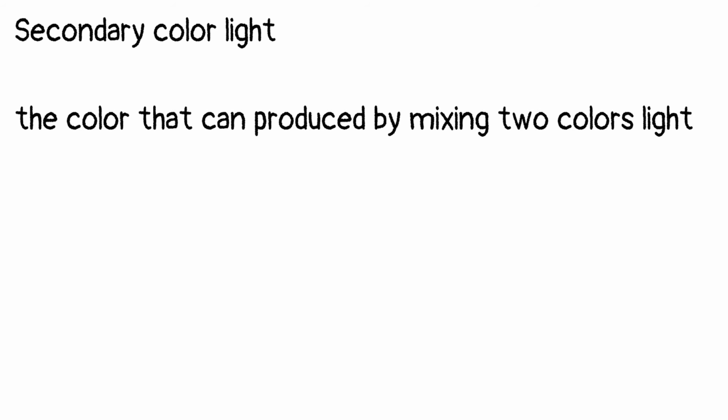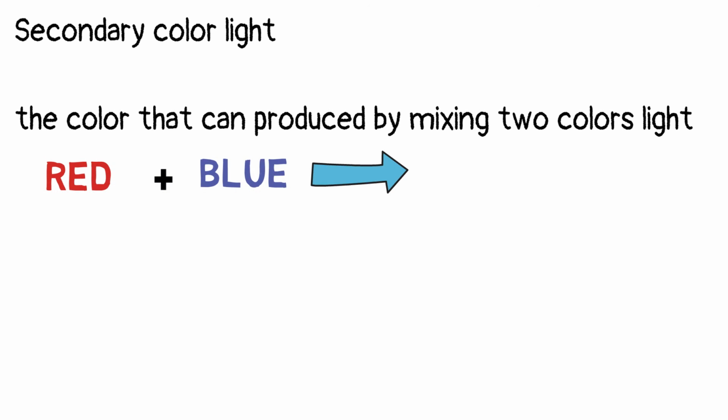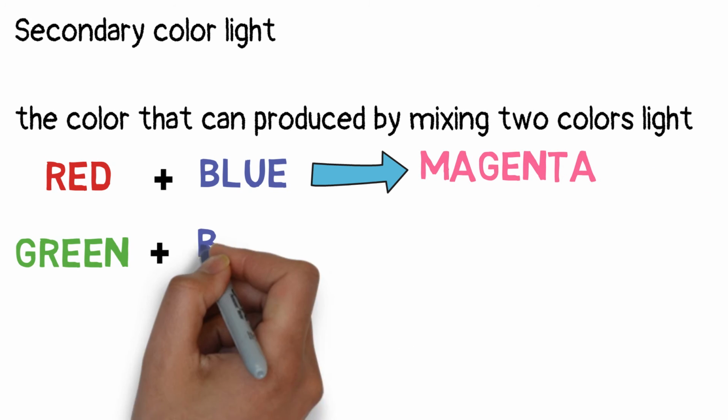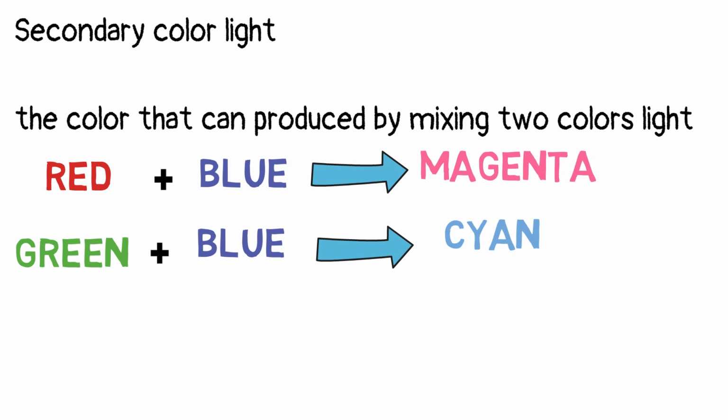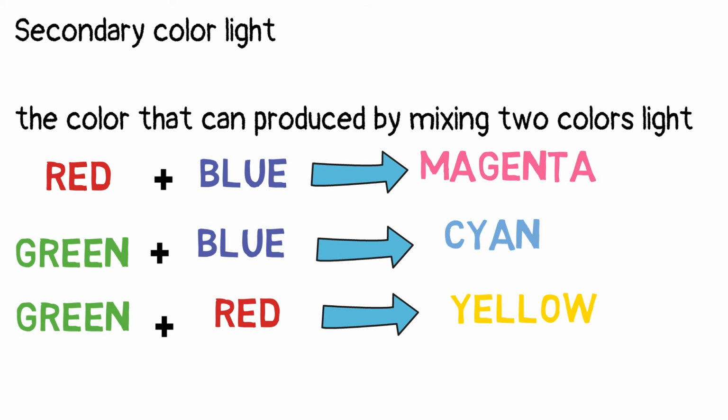As in this case, we have the primary color lights like the red, green, and the blue. Starting with the red and the blue, by mixing red and blue, they will produce the magenta. Also, by mixing the green and the blue, they will produce the cyan. And by mixing green and red, they will produce the yellow color. So the secondary color lights, as we see here, are the magenta, the cyan, and the yellow.